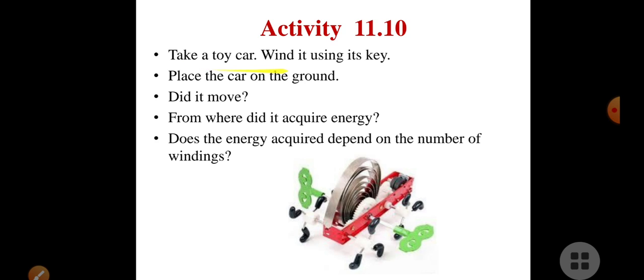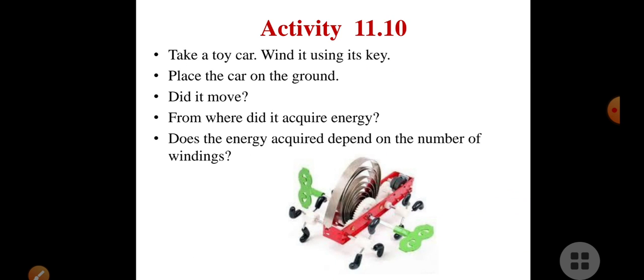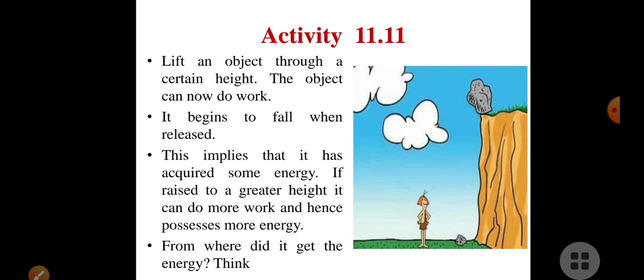So take a toy car, wind it using its key, place the car on the ground. Did it move? Yes, it moved because we have wound its key. In winding this key, the shape of this spring is changed, and when we leave it, then it regains its shape and it moves. It does work because along with this spring, the axle and the tires are attached with this toy and this toy starts moving. So this is also an example of elastic potential energy.